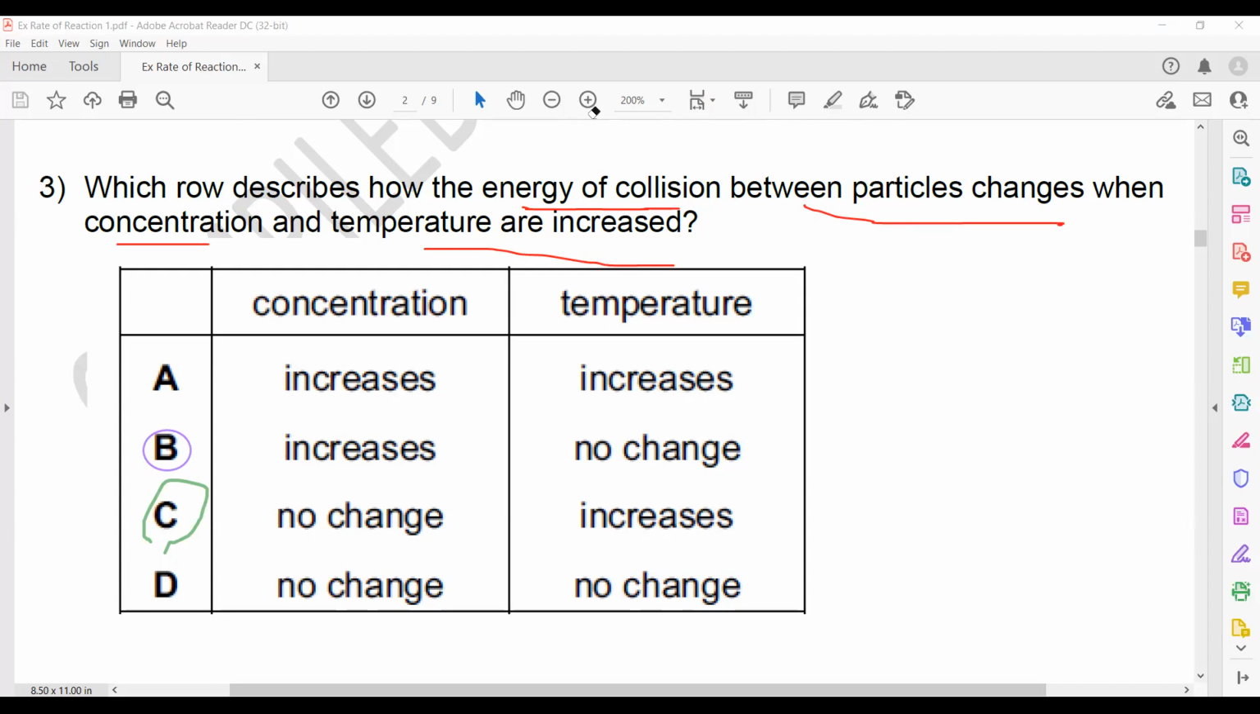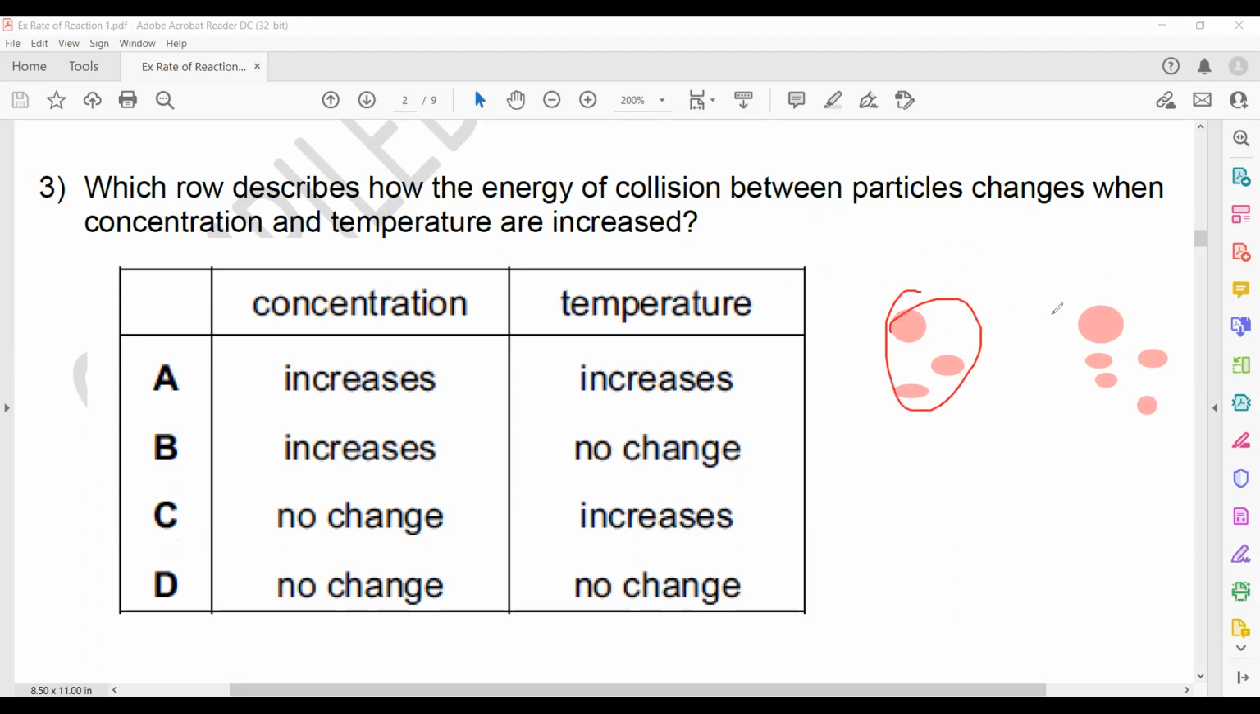No. For example, if we have 3 particles and we have 5 particles in the same space, the energy at which they are moving is not affected by concentration. The energy is affected by temperature. The one which has a high temperature will have more energy. The concentration does not have any relation with the speed of the particle. So the speed or energy of the particle will not change with concentration.